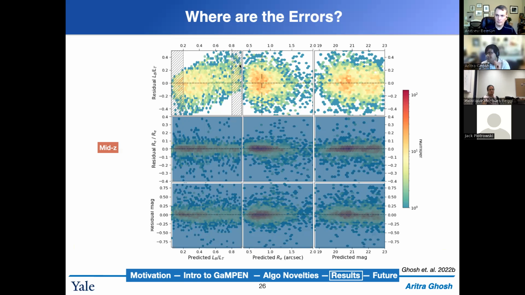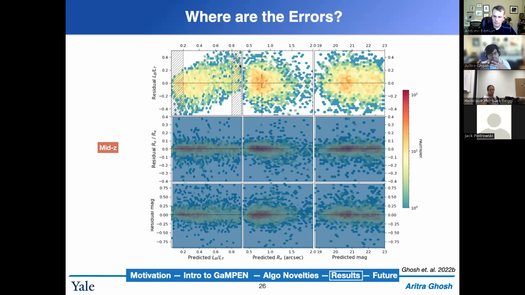Close to the edges, and we had seen this also in our simulations, what we have is this effect that we call the edge effect. Essentially, if there is a value which is very close to 0, the network doesn't predict exactly 0, it predicts a value slightly more than 0. On the other hand, if a bulge to total light ratio is perfectly 1, it never predicts 1, it predicts a value slightly less than 1. And therefore, it leads to these features that you see at the edges.